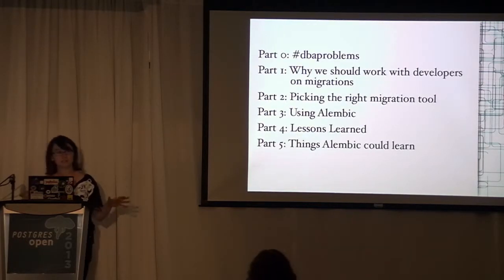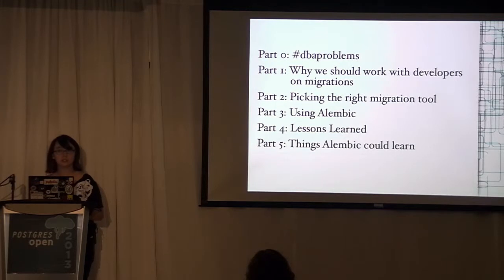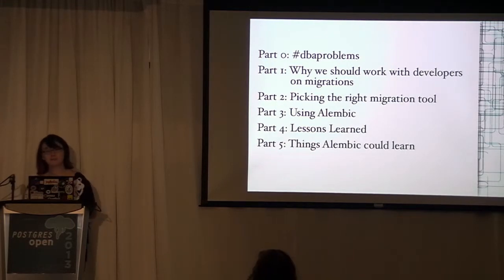All right, so this has about 5 parts plus this prelude about some of my special DBA problems. I'm going to talk about why we should work with developers on the migrations, a little more detail about that, picking the right migration tool, how to do that, some of the questions you should ask, and some of the features you should be looking for. Part 3 is actually using Alembic, how I use Alembic. And then 4 is the 3 kind of big lessons that I've learned in my implementation so far.